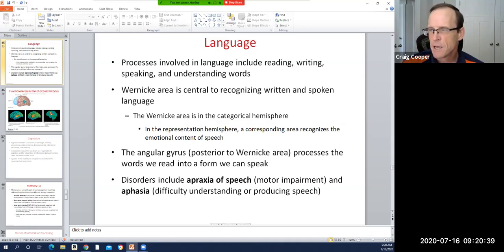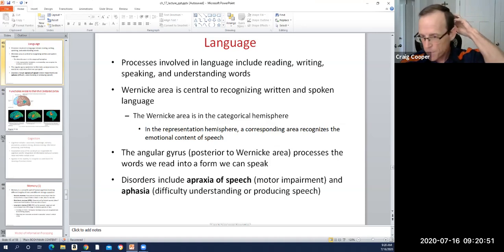Again, Wernicke's is kind of back here, close to where the temporal lobe, the parietal lobe, and the occipital lobe all meet. The things that we're hearing are coming in through that temporal lobe. The things that we're seeing on a piece of paper and reading are coming through the occipital lobe. And then in that Wernicke's area is where we make sense of what we're hearing or reading.